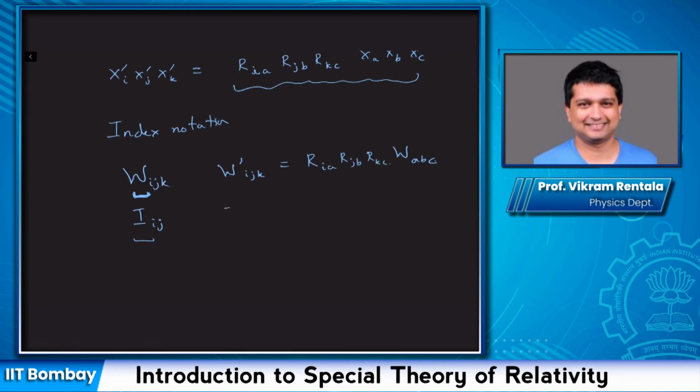Similarly, there's a transformation rule for I, which relates it to I_ab, that is the old I, with R_ia and R_jb. So this is a dictionary of rotations of a new set of objects which we call tensors. These are rank 2 tensors, and these are rank 3 tensors.